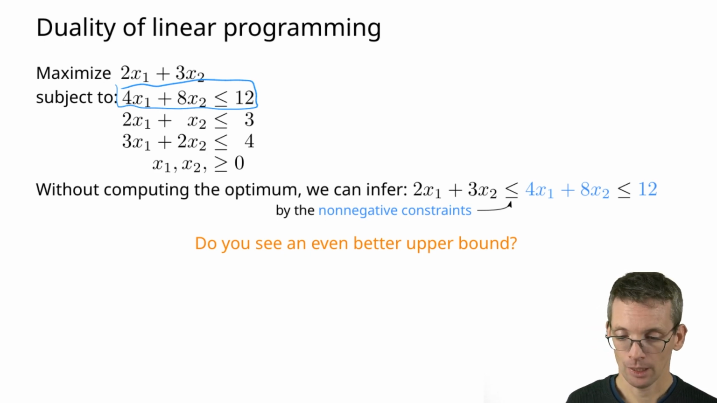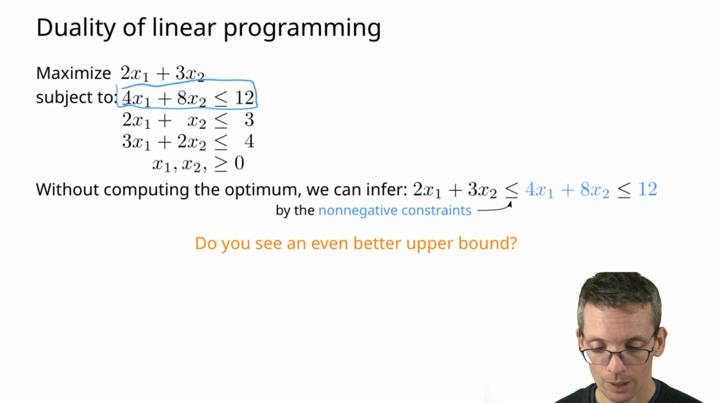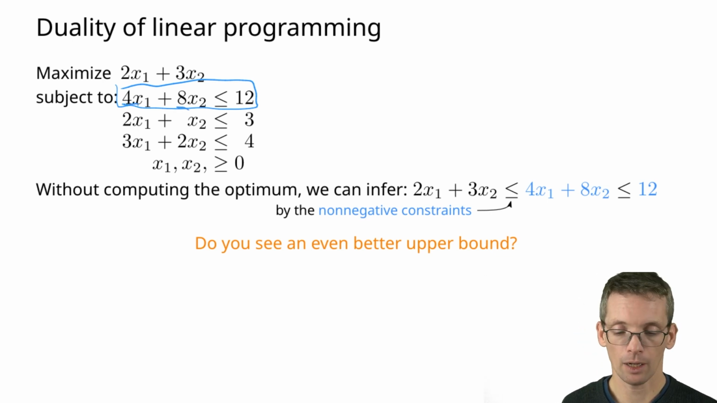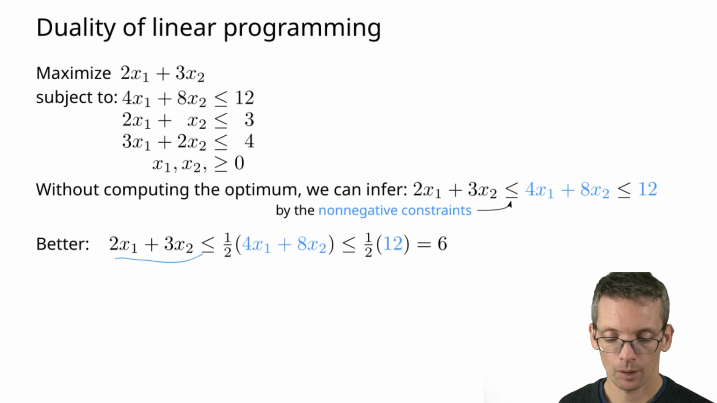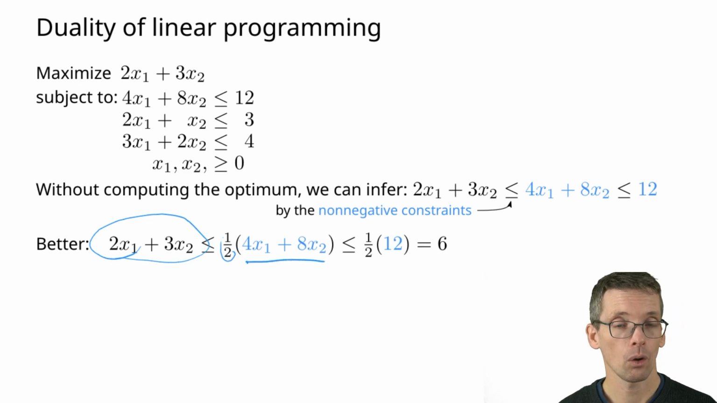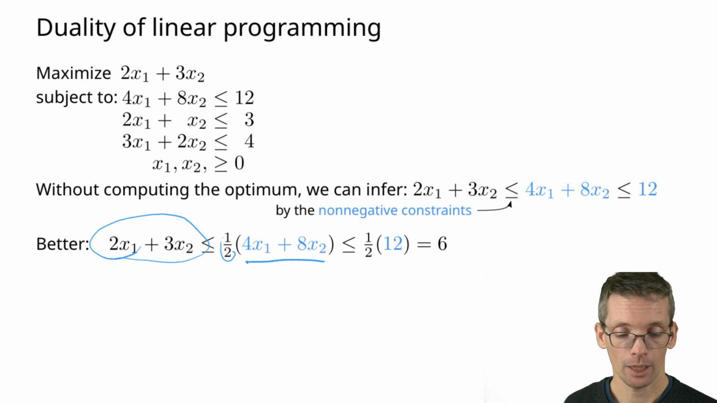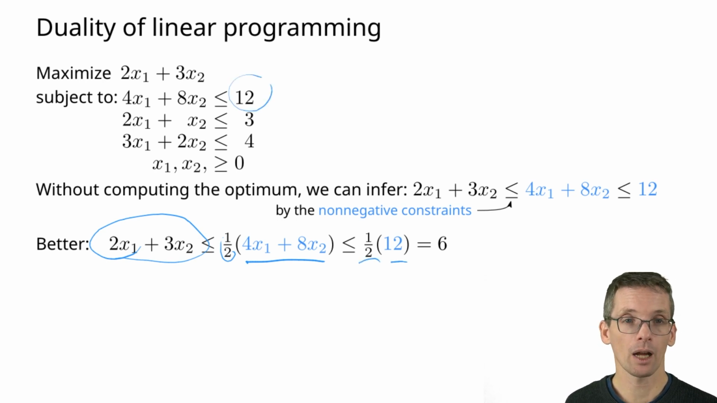Yes. Obviously 4 and 8 are larger than 2 and 3. But if we divide all of this simply by 2, then we have 2 and 4 and 6, and that's still an upper bound. So our objective function we can bound by 1/2 times the left-hand side of the first constraint, and that's then smaller equal 1/2 of the right-hand side. So we now already have a bound of 6. We would like to improve this further.